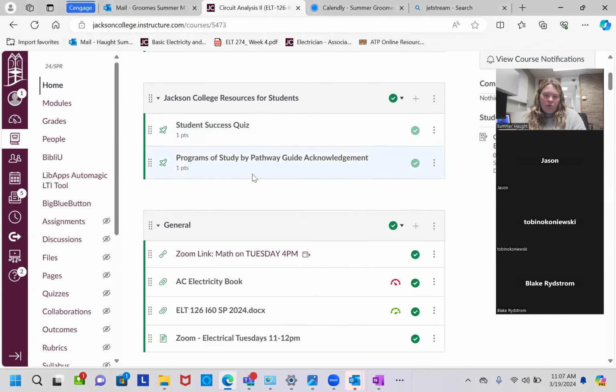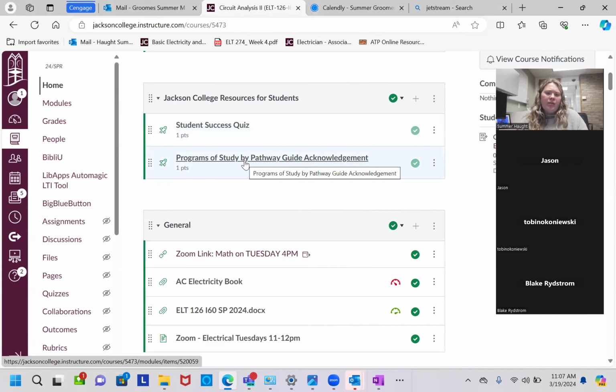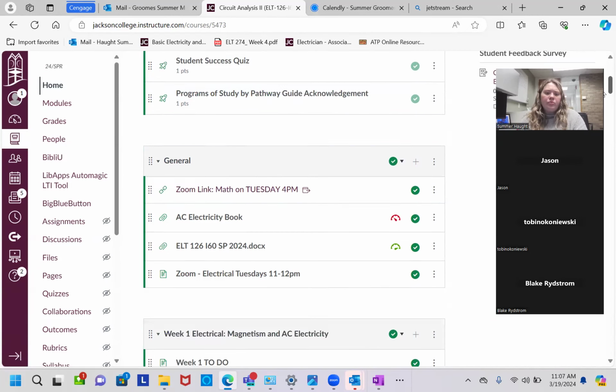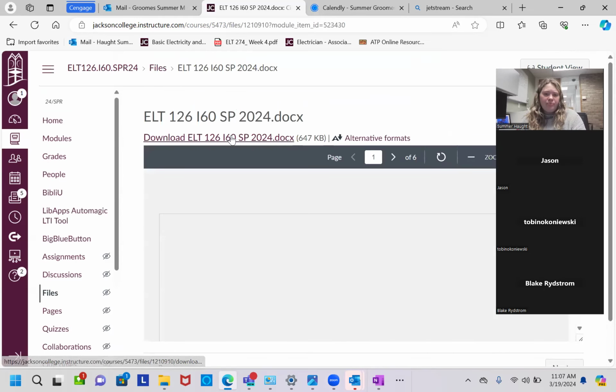If you didn't know, there's a student success quiz and a programs of study by pathway guide acknowledgement. They're pretty straightforward, but I like to have those in there as extra credits. If you want to do those, it'll boost your grade a couple points. Under this general tab, you'll see the Zoom link for the math, and here's the Zoom link for the electrical. This is the book that we're going to be using. If you click on this, it'll open up the full book. And if you click on this ELT 126, this is the syllabus.